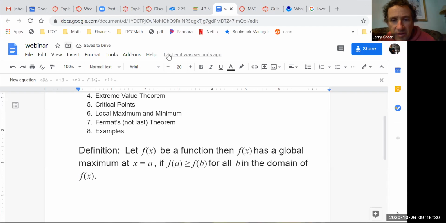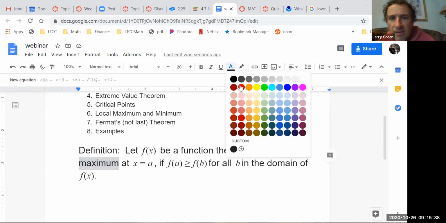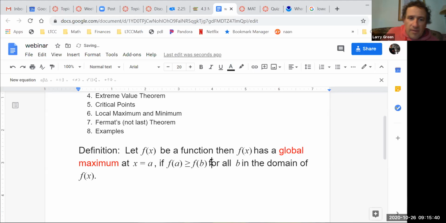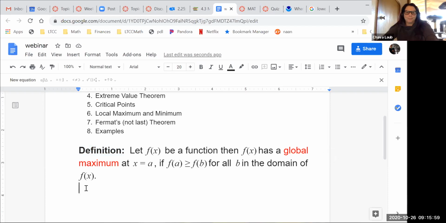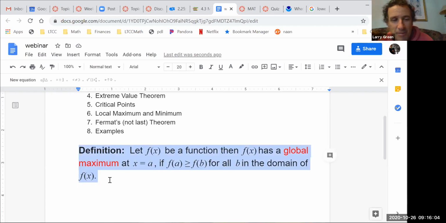Any questions on this definition? As soon as I write it down, it's obvious, right? If you're the max, that means you're bigger than everyone else. That's all this says. The good news is there's the next definition. What do you think the accompanying definition is going to be of? I just defined the global maximum. The minimum. And the nice thing is I can copy and paste.